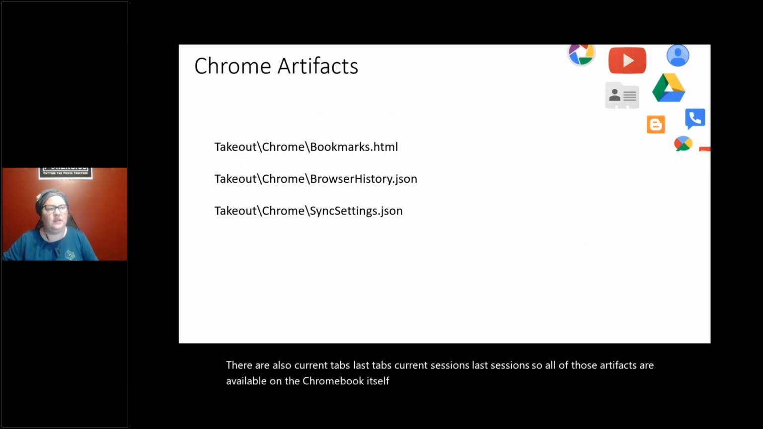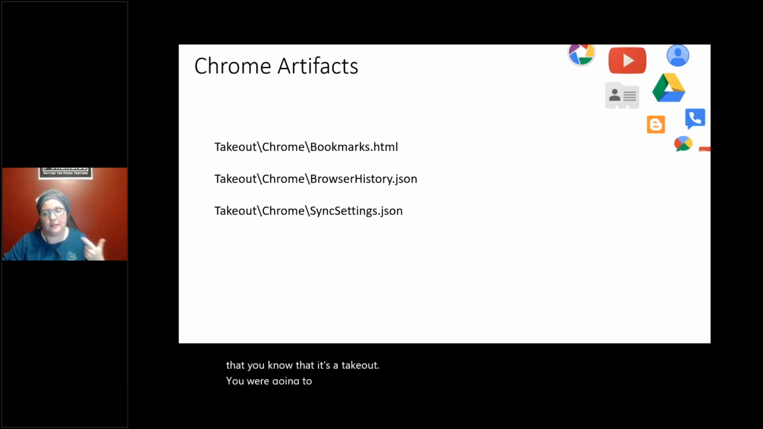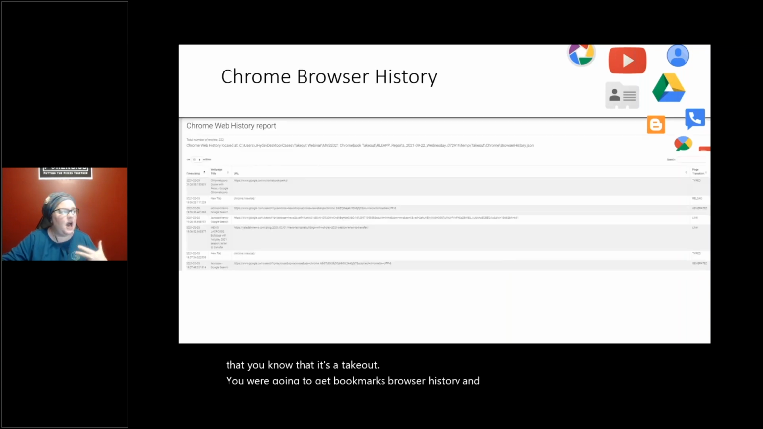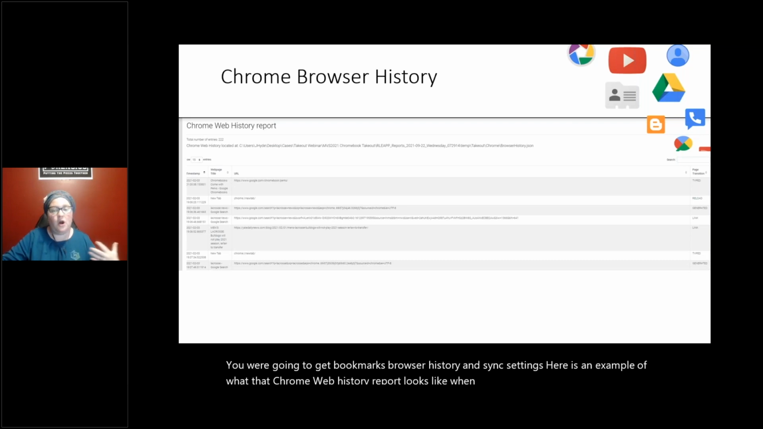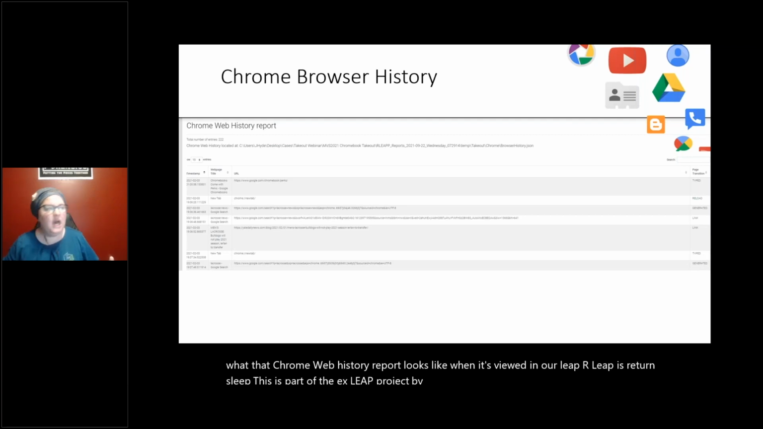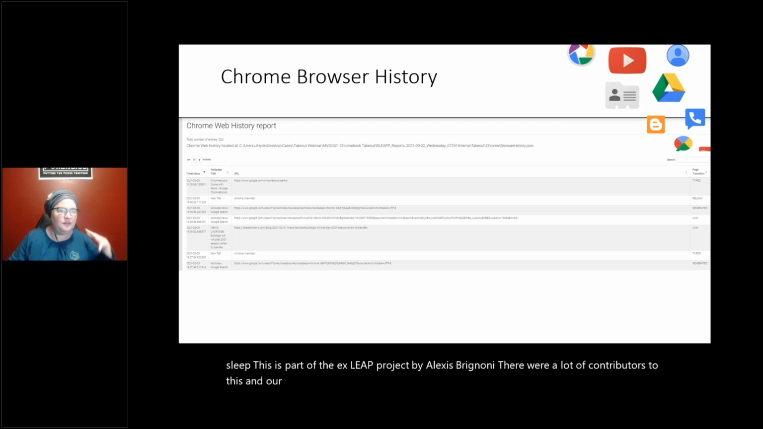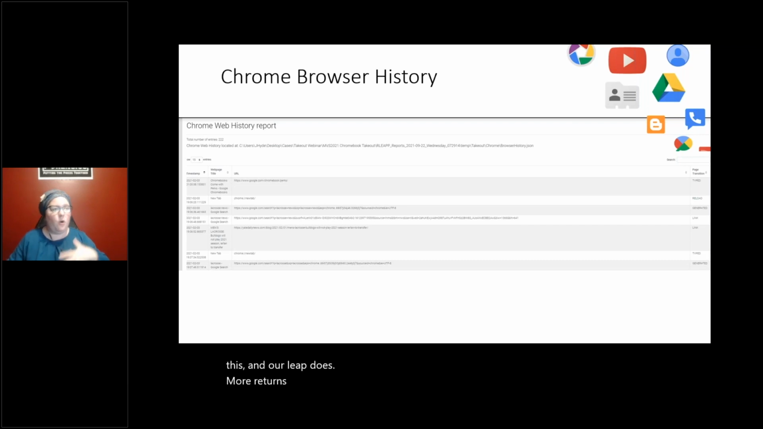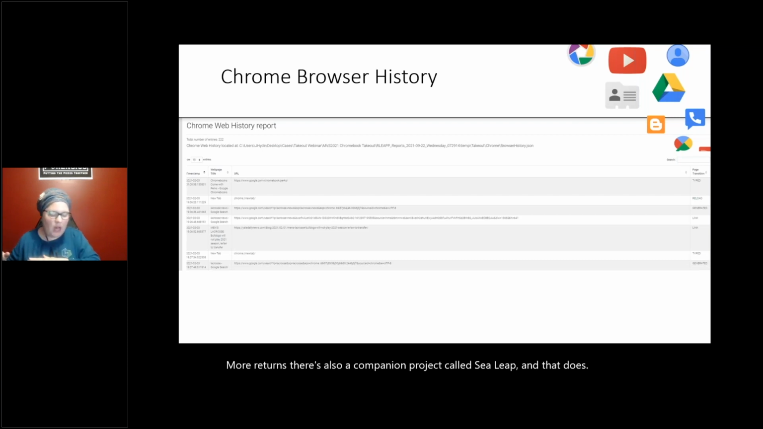Now, when we look at the Takeout, here's the icon so that you know that it's a Takeout. You are going to get bookmarks, browser history, and sync settings. Here's an example of what that Chrome Web History report looks like when it's viewed in RLEAP. RLEAP is Returns LEAP. This is part of the xLEAP project by Alexis Brignoni. There were a lot of contributors to this, and RLEAP does warrant returns. There's also a companion project called CLEAP, and that does Chrome parsing.